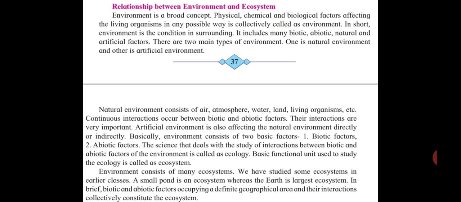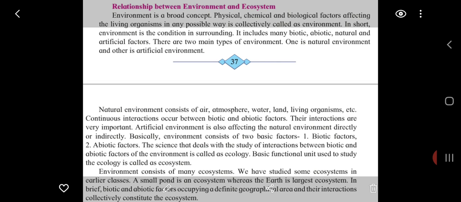So there are two main types of environment. You should keep in mind, what are they? One is natural environment and the other is artificial environment. The natural environment is the environment which is naturally around us. An artificial environment is the environment which we created due to the establishment of industries or factories or malls or buildings or construction work, whatever man has carried out artificially. That environment is called an artificial environment.